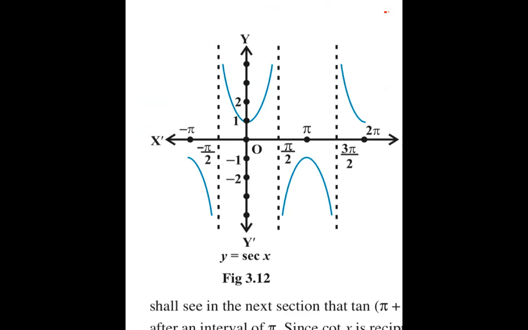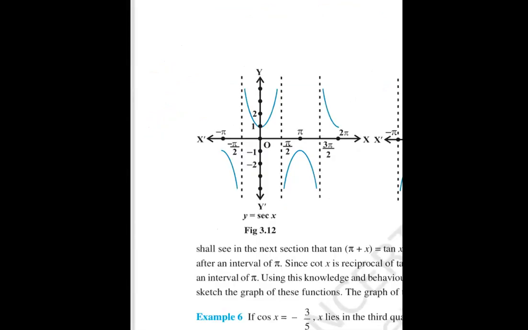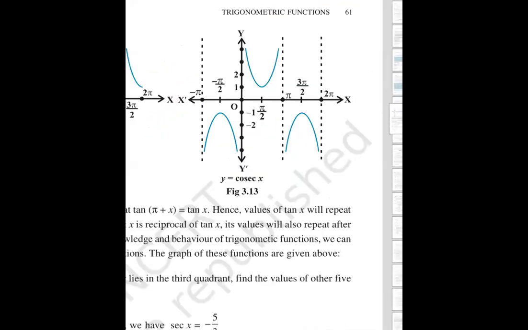Okay, now coming to cosecant x also, you can see that all the values are greater than plus 1 or less than minus 1. Same way, cosecant x is either greater than or equal to plus 1 or less than or equal to minus 1, because cosecant x is nothing but 1 upon sine x.